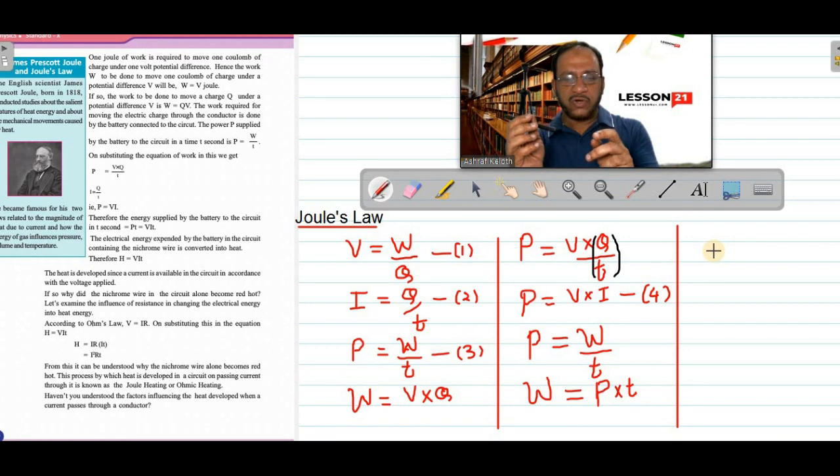Also in the case of a heating device, through a heating coil, when a current flows, the work done by the heating coil will be converted into heat energy. When current flows through a bulb, the work done by the bulb is converted to light energy. When a current flows through a fan, the work done by the fan is converted to mechanical energy or rotational kinetic energy. Whenever work is done, that will be converted to energy. Work is energy, energy is work.